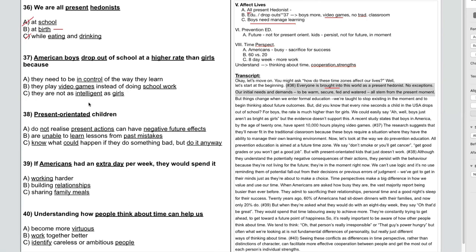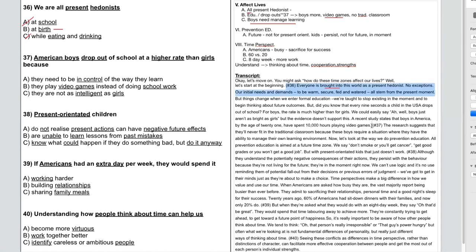So basically, the speaker has given us three clues for A, B, and C, making process of elimination that much more difficult. But you really need to pay attention to this last point. Boys need to manage their learning, which would correspond to A. They need to be in control of the way they learn. Let's go ahead and look at exactly what the speaker said.